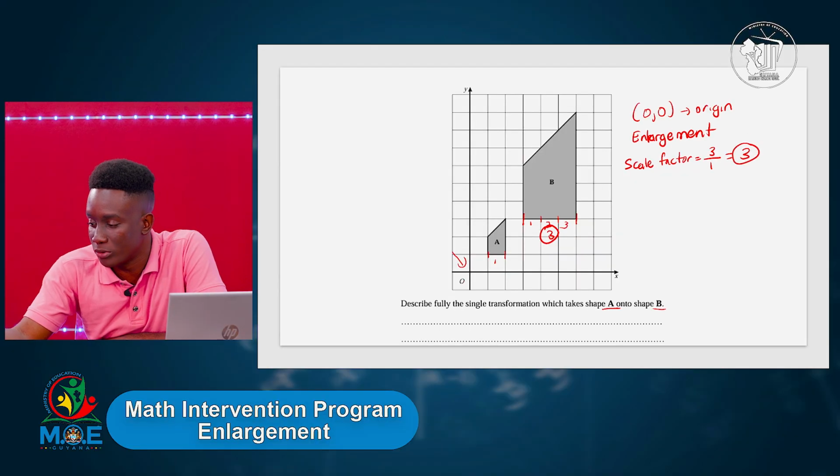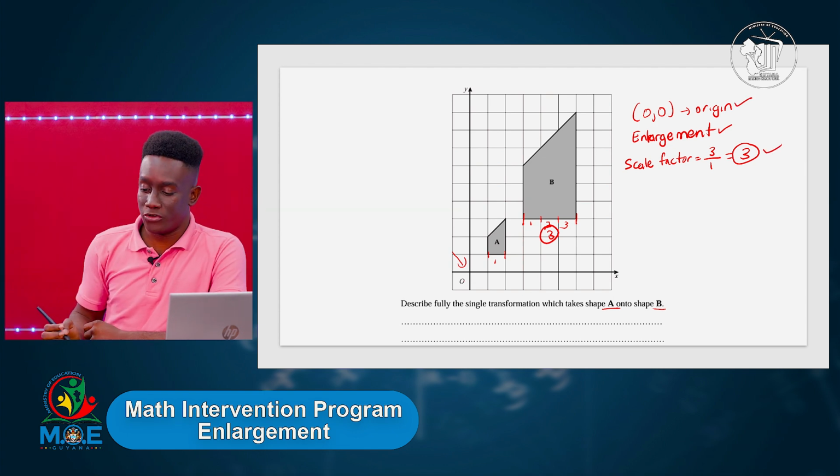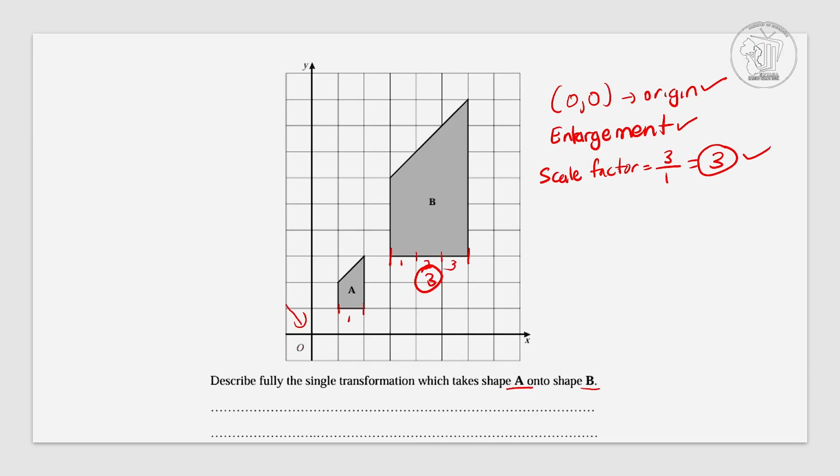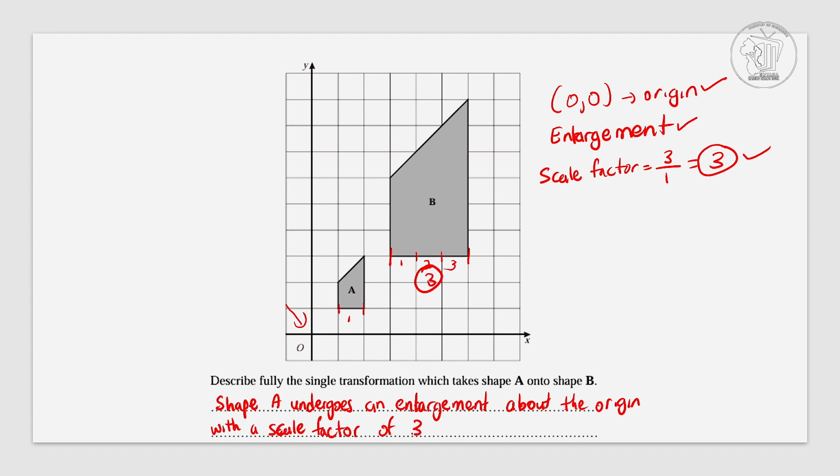So we have all of the important details. We have that it's an enlargement. It happened about the origin, and with a scale factor of 3. So to describe this transformation, we will say shape A undergoes an enlargement about the origin with a scale factor of 3 onto shape B. And that is how we describe that transformation.